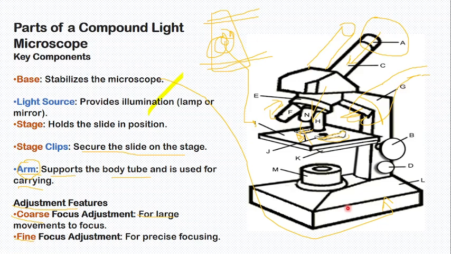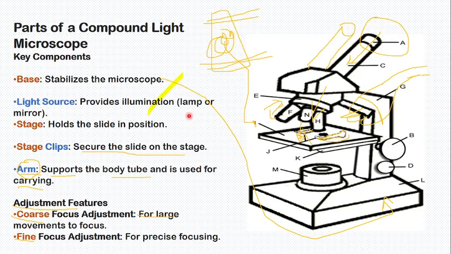The base is for support of the microscope. The light source just provides light. The stage is to hold the slide. The stage clip is to keep the slide in position. The arm is for support and transport. The coarse adjustment is just large movement to focus. The fine adjustment is just precise focusing. I hope you are understanding these functions of the microscope, and then you are able to name them.